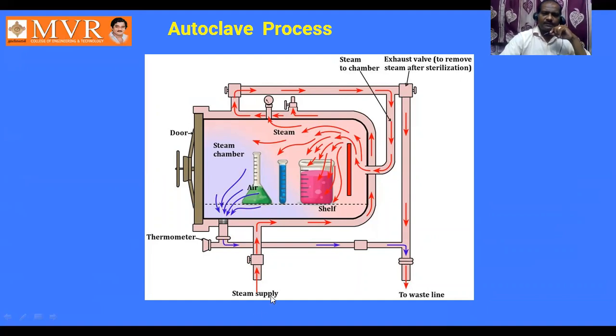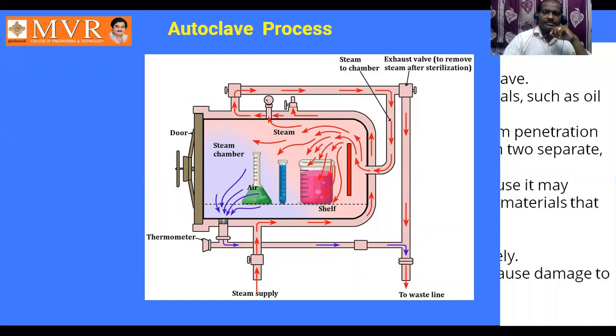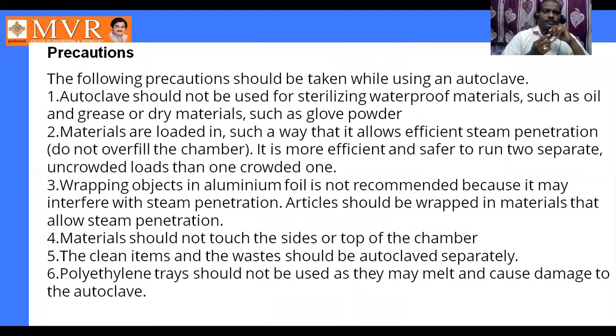So steam can be supplied by different methods. Already we have discussed B type, N type, and gravity type. So a number of types are there, and whichever is suitable for the application we can adopt. Next, what are the precautions to be followed in this autoclave process? The following precautions should be taken while using an autoclave.